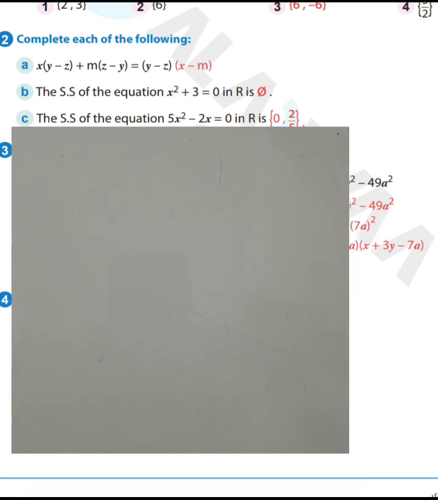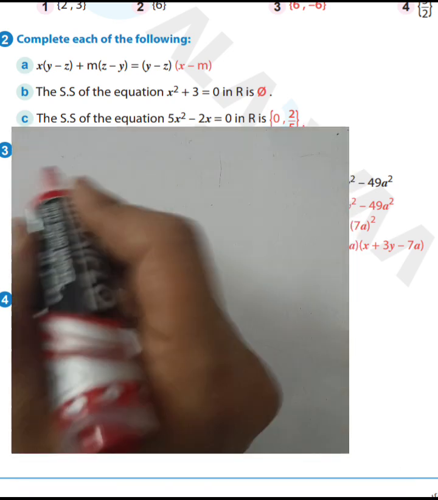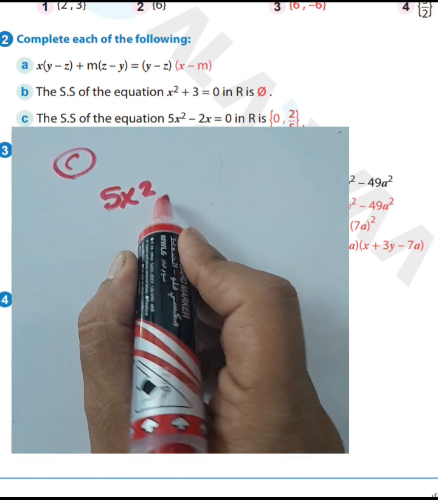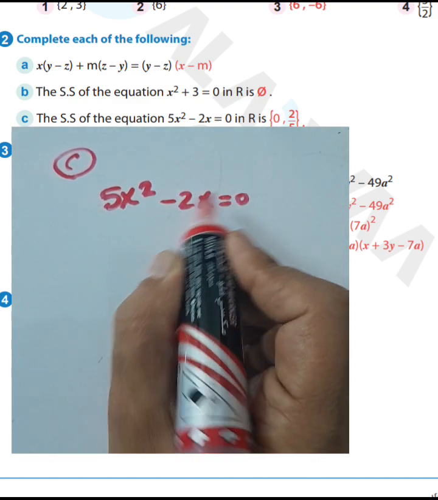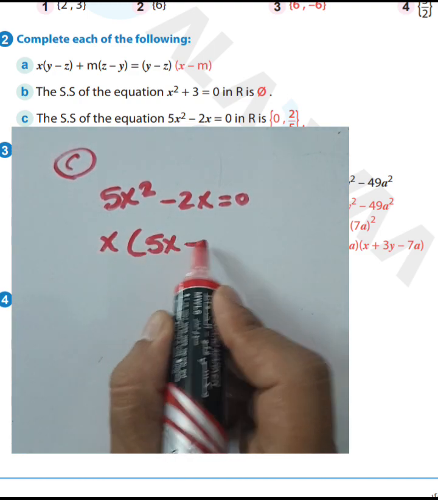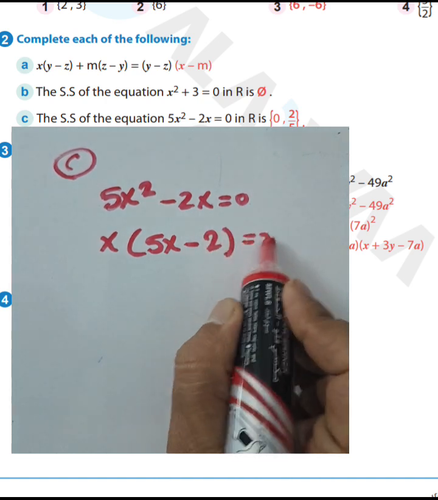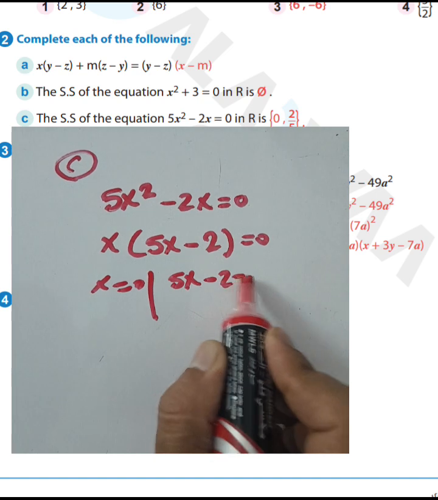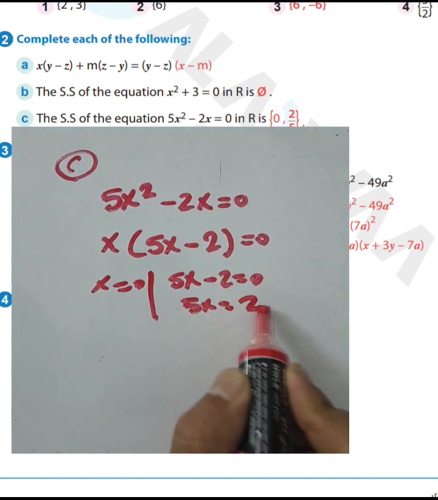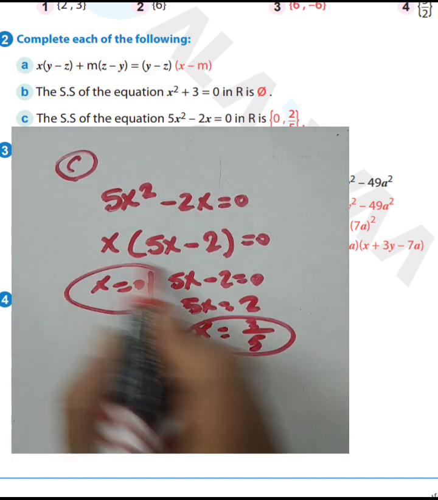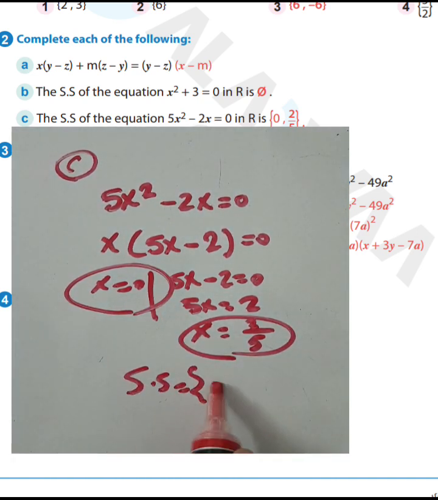Question letter C, the solution set of the equation 5x power 2 minus 2x equals 0. Write the highest common factor between them, x, and write the remainder 5x minus 2 equals 0. We will have x equals 0 or 5x minus 2 equals 0, then 5x will be equal to 2, divided by 5, then x will be equal to 2 over 5. Solution set will be 0 and 2 over 5.